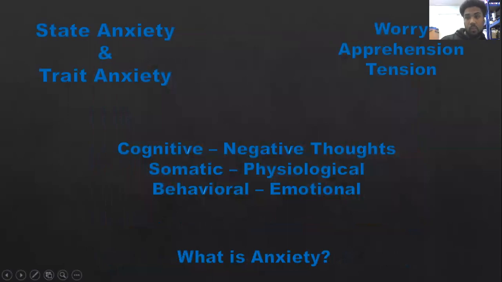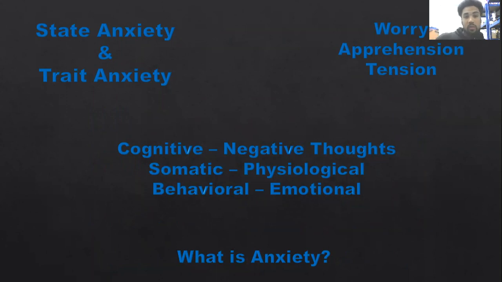So what is anxiety? Anxiety is feelings of worry, apprehension, tension. It is associated with negativity, which can come from many different factors. It could be from environmental factors. It could come from hereditary factors. It's such a deep definition, and there's so many different factors to it. So what I'm going to do is break it down for you, okay?